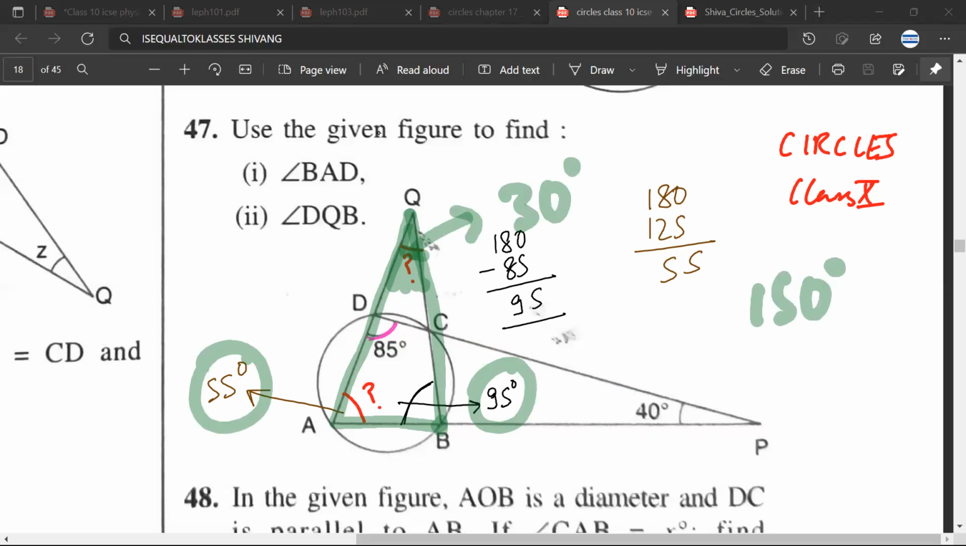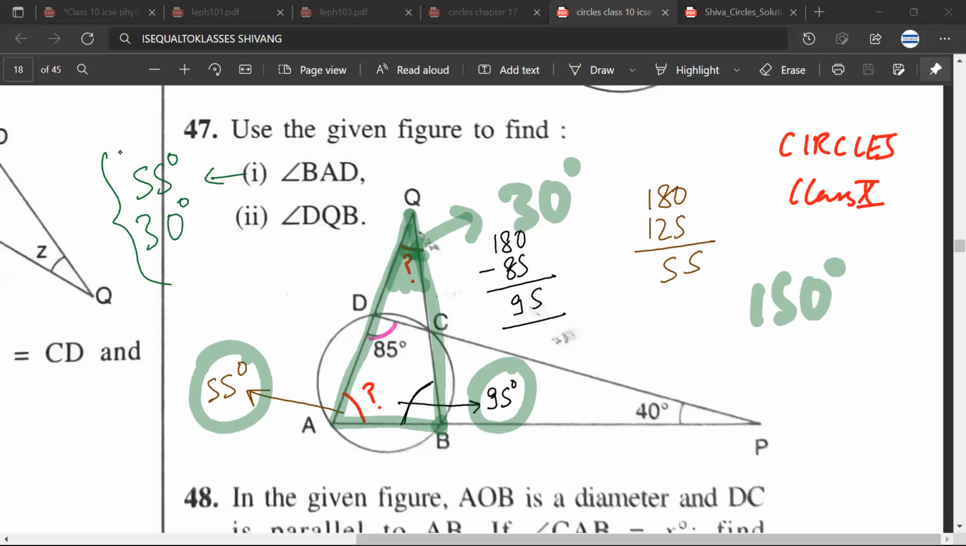So let us write the angles. BAD is 55 degree and DQB is 30 degree. Am I correct? Yes.